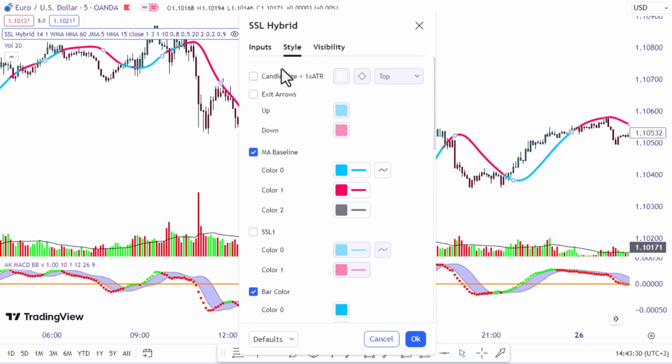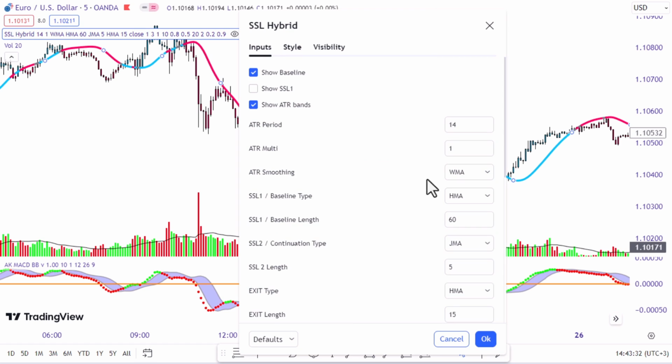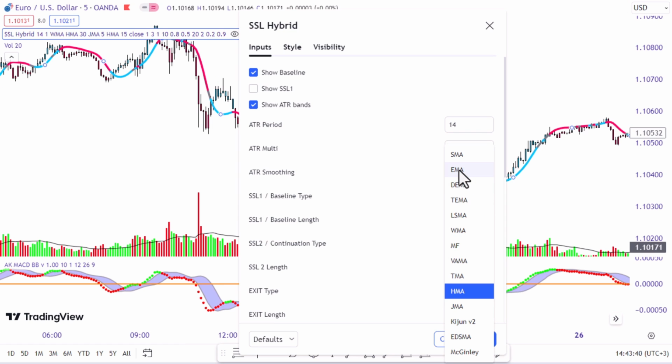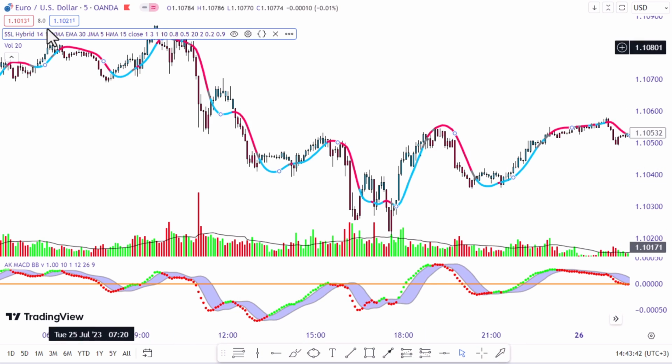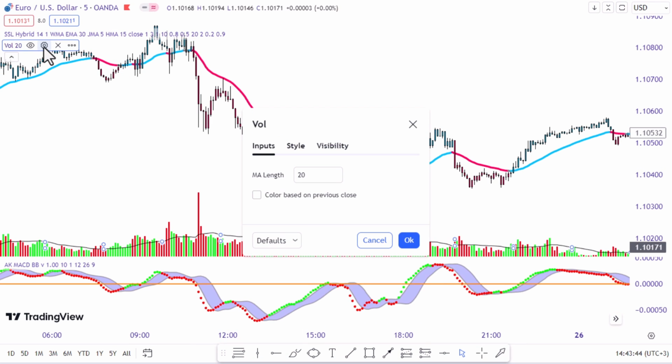When I have done that, head over to the Inputs tab. I'll be changing the MA base length from 60 to 30. After doing that, change the MA baseline type from HMA to EMA. Lastly, I will need to change the volume indicator settings.